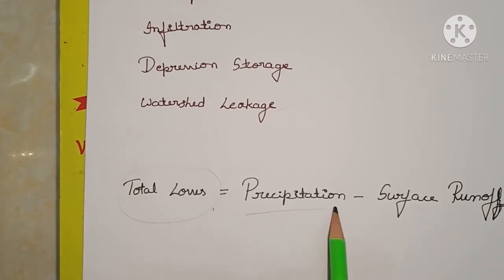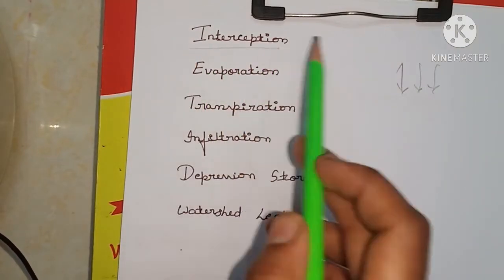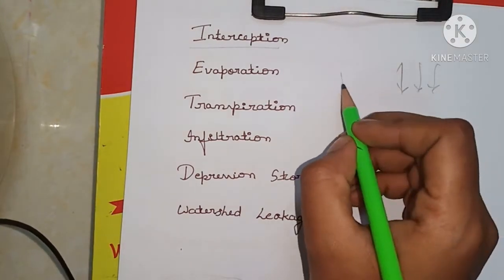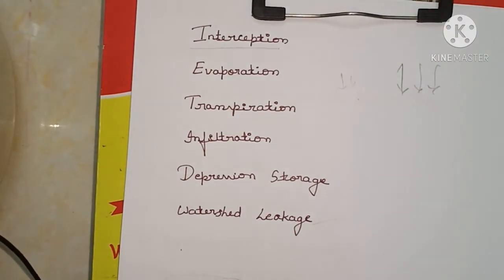The total loss is equal to precipitation minus surface runoff. We will get the total loss in precipitation when we subtract the surface runoff from the precipitation. First, we will see what is interception. Interception is defined as the amount of precipitation water which is intercepted by vegetative foliage, buildings and other objects lying on the land surface. When the precipitation comes, before hitting the ground, it will reach the vegetative surface or some building surface. That loss of water is nothing but interception.